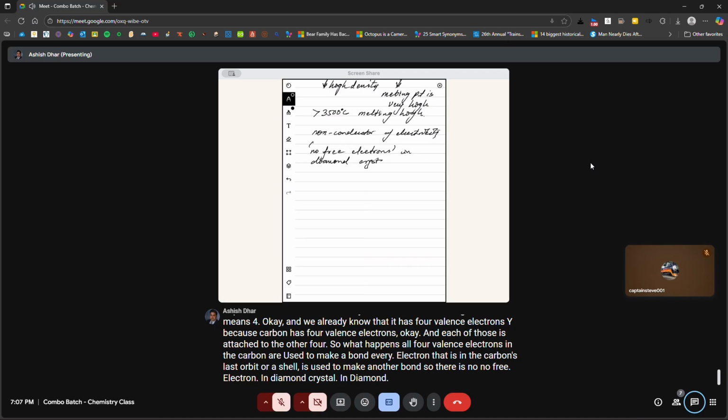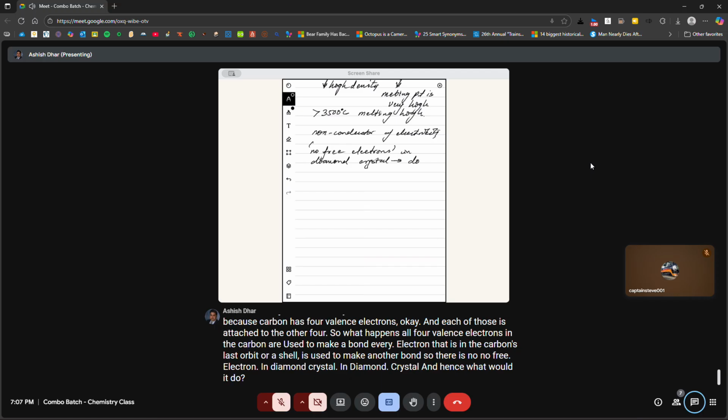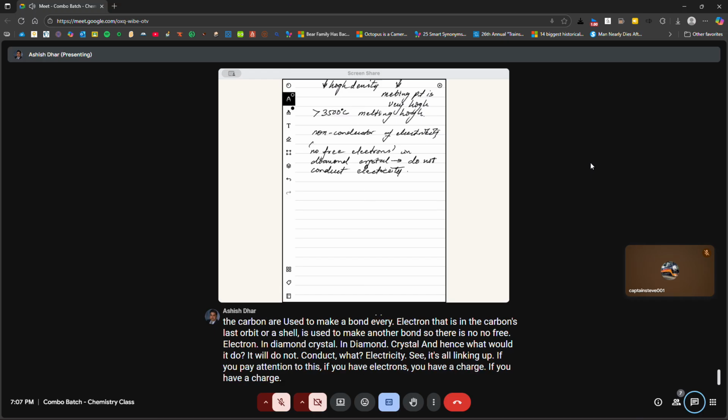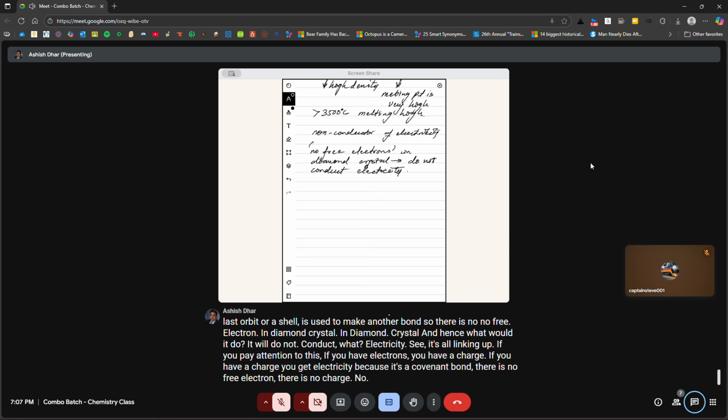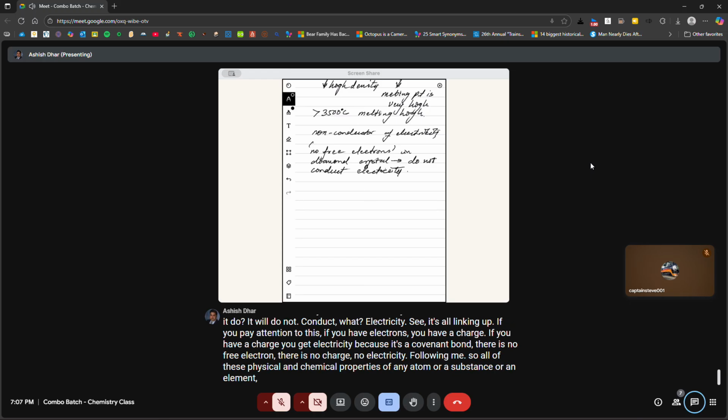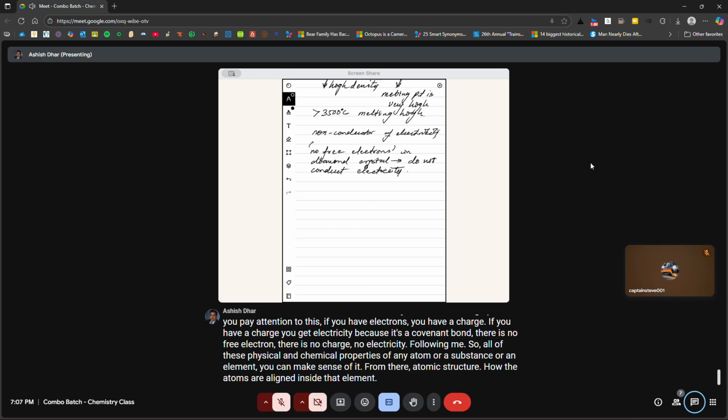In diamond crystal, and hence, what would it do? It will not conduct what? Electricity. See, it's all linking up if you pay attention to this. If you have electrons, you have a charge. If you have a charge, you get electricity. Because it's a covalent bond, there is no free electron, there is no charge, no electricity conduction. Following me? So all of these physical and chemical properties of any atom or a substance or an element, you can make sense of from their atomic structure, how the atoms are aligned inside that element. Got it? We'll do another one.